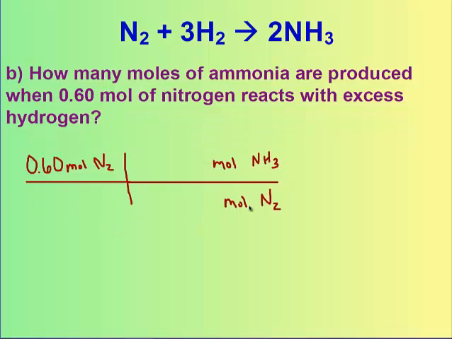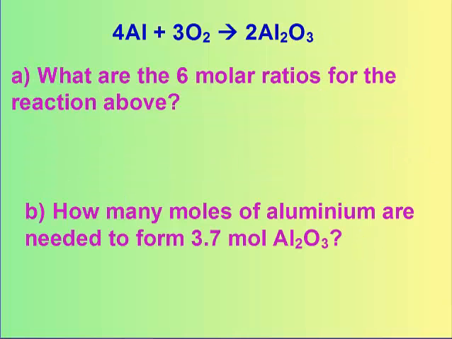Always worry about your units before worrying about any numbers. Nitrogen doesn't have a coefficient, so that's a 1. And then NH3 has a 2 in front of it. So multiplying, I get my answer to be 1.2 NH3.